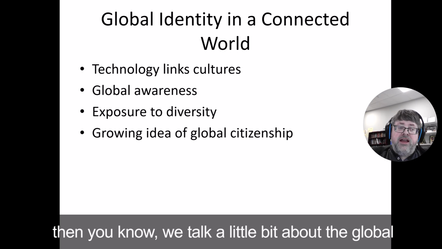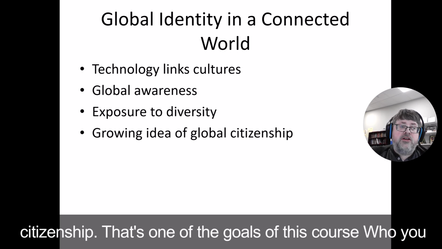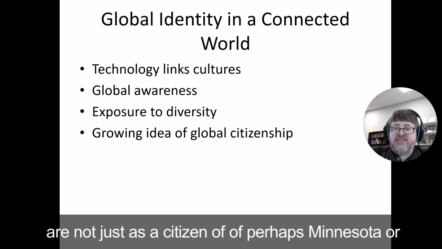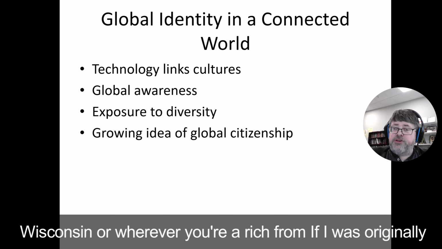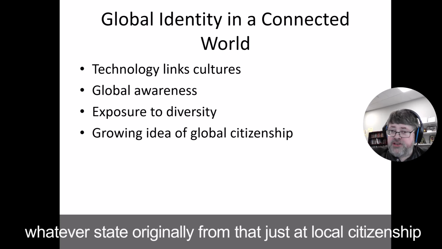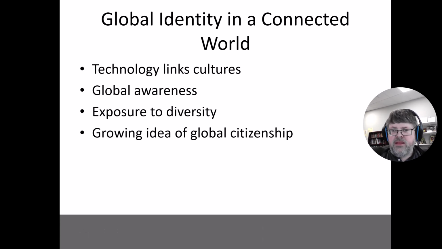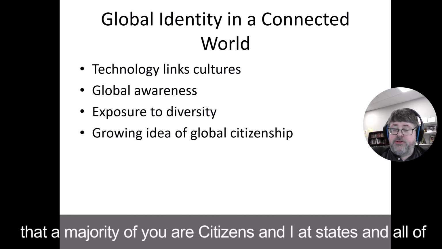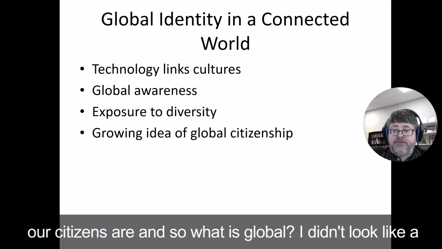Globally, then, we talk a little bit about global citizenship. That's one of the goals of this course. Who you are, not just as a citizen of perhaps Minnesota or Wisconsin or wherever you're originally from, if you're from the U.S. originally, whatever state you're originally from, not just that local citizenship, but the fact that a majority of you are citizens of the United States and all of you are citizens of Earth. And so, what does global identity look like?